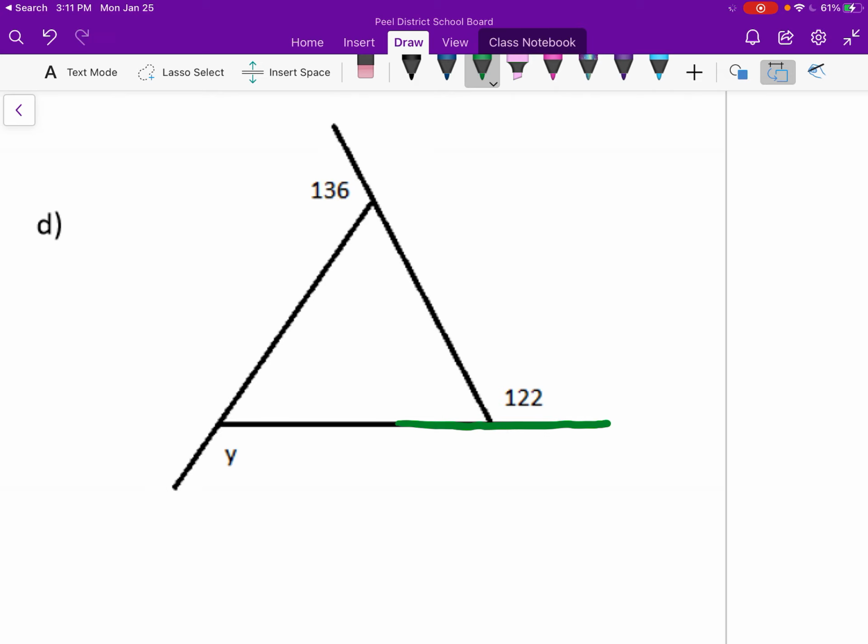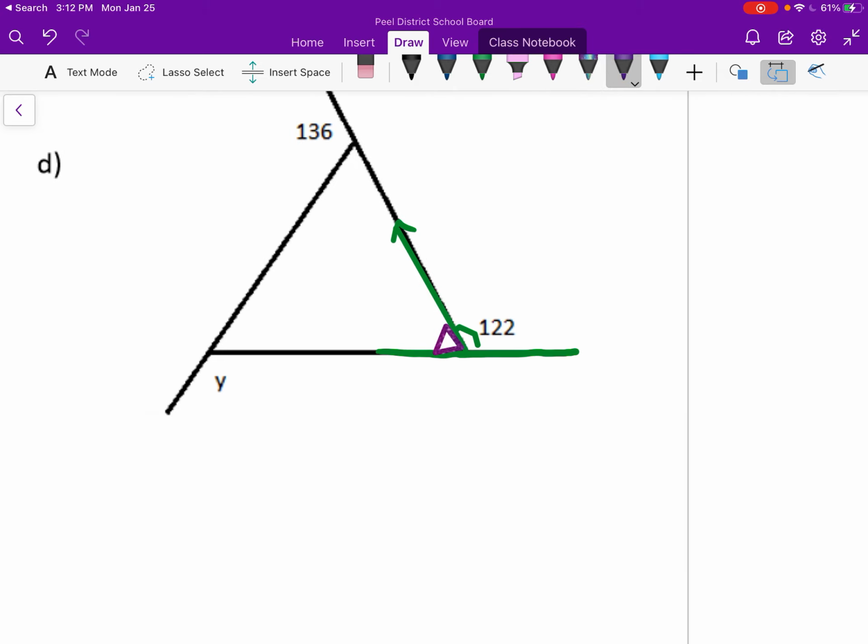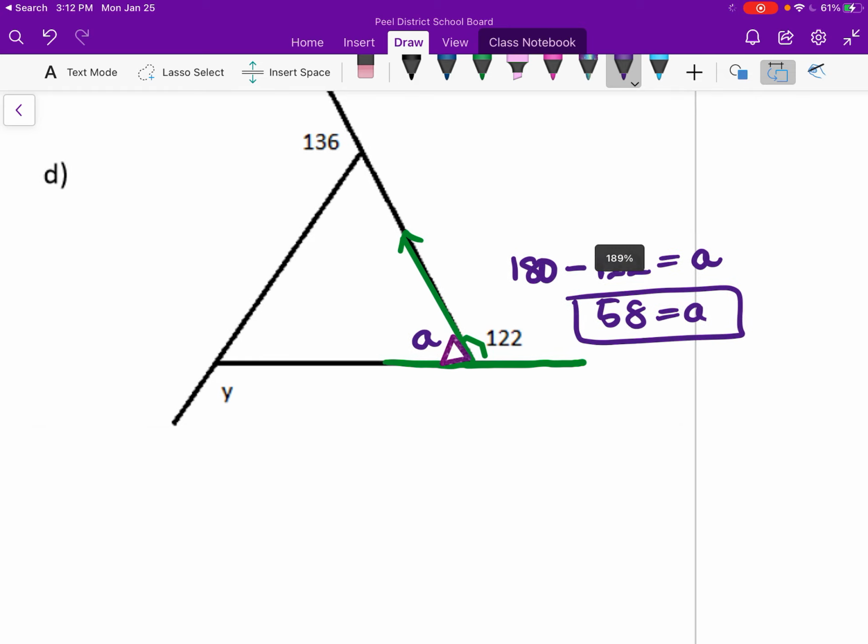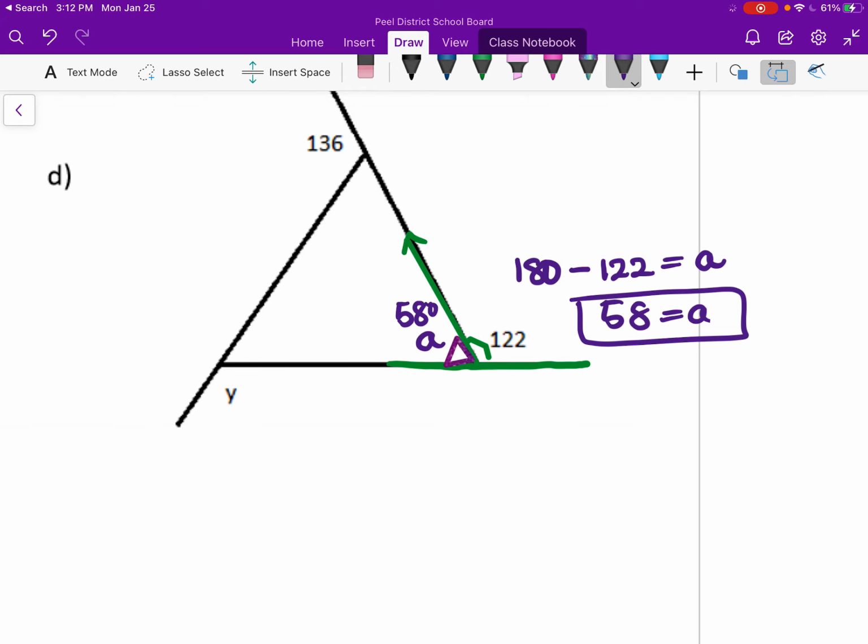So I have this straight line, right? And then I have this angle going out this way. I know that this angle is 122. If it's a straight line, I can safely assume that this angle is going to be 180 minus 122 equals this angle. Let's make it A, because A plus that angle would give me 180. So 180 minus 122 gives me 58 equals A. It took a little bit of thinking, but we know that this is going to be 58 degrees.